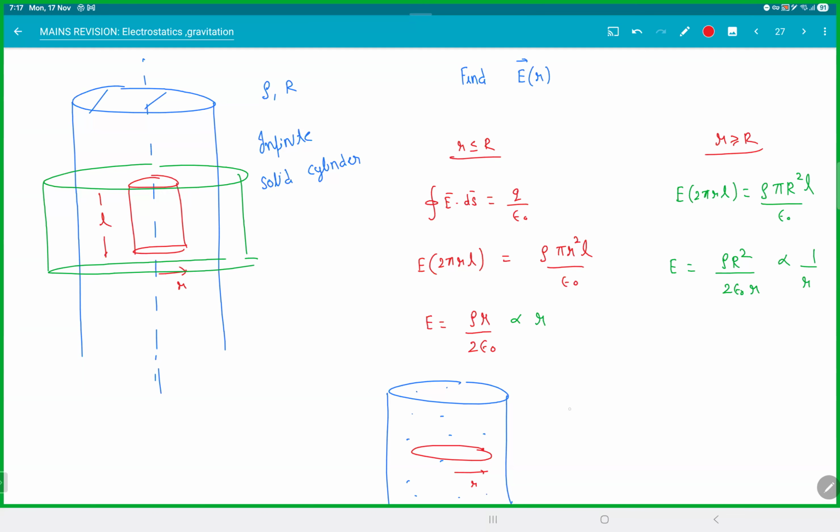So the force of attraction will be F is equal to mass m into the field, which is equal to mv square by r, the centrifugal force, or m omega square r. And from there you'll get the time period and then you'll solve. Clear with this? So they can frame questions of that sort also.